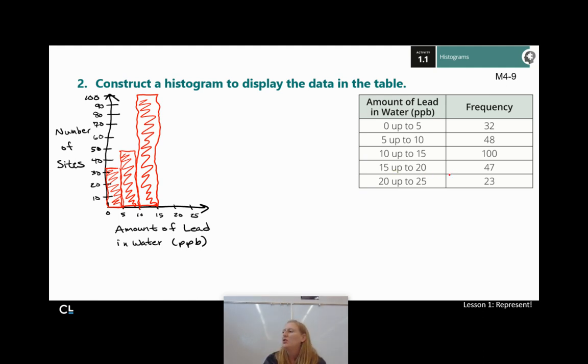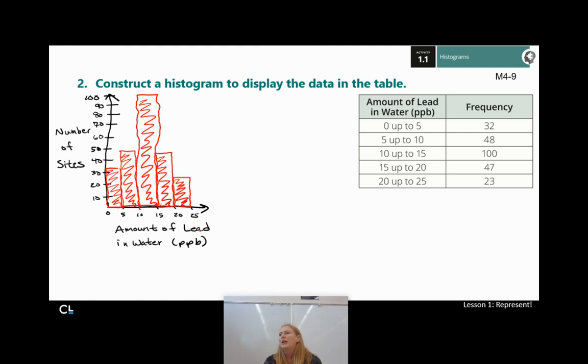Next bin, 15 to 20, goes up to 47. So here I'm at 15. I'm going to go up, not quite to 50, kind of cut across here, and back down to 20. And there's my other bar. And last but not least, 20 to 25 is my last bin. That goes up to 23. So I'm going to go up to 20 and a little bit past it, cut across, and come down to 25.